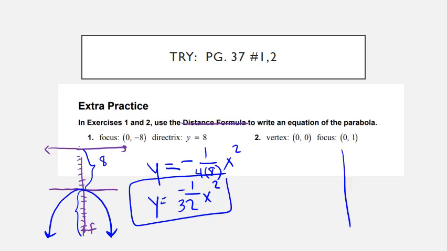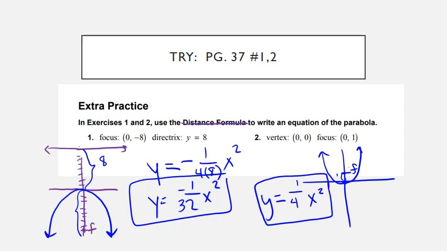All right, so let's try another one. This one says I have a vertex at (0, 0), and I have my focus at (0, 1). That's my focus. Well, if that's my focus, then it tells me that it should be opening up. Okay, so again, I'm looking at y equals, this time it's going to be positive. My p is going to be 1, so 1 over 4 times 1, which is just 4, x squared. And then that one was pretty easy to do.